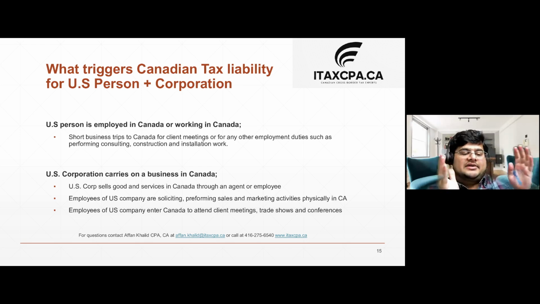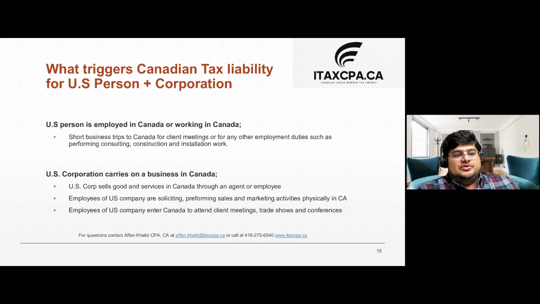Now, keep in mind that this slide is from an income tax perspective. I'm not talking about the customs and border and the tariffs, or the employee mobility across the border, or the GST, HST. Everything has different rules. This is strictly income tax. Okay.